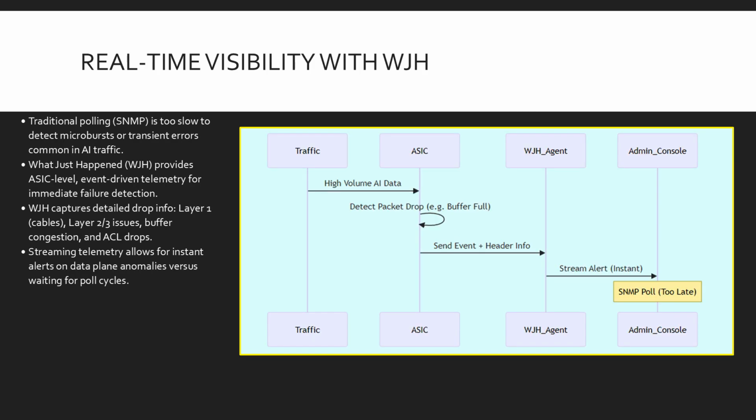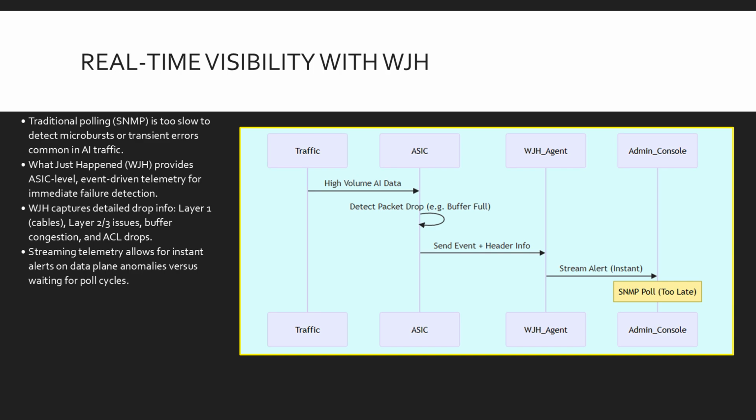To combat these failures, we cannot rely on legacy tools like SNMP polling, which might miss short-lived microbursts entirely. We need real-time visibility. This is where What Just Happened, or WJH, comes in. WJH is an ASIC-level telemetry feature that inspects packets at line rate. Instead of waiting to be asked, the switch actively streams alerts the moment a drop occurs, whether it's a physical layer cable issue, buffer overflow due to congestion, or an ACL configuration error. WJH captures the packet header and the specific reason, reducing the time to root cause from hours to seconds.